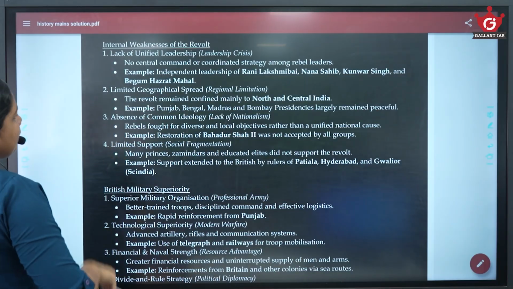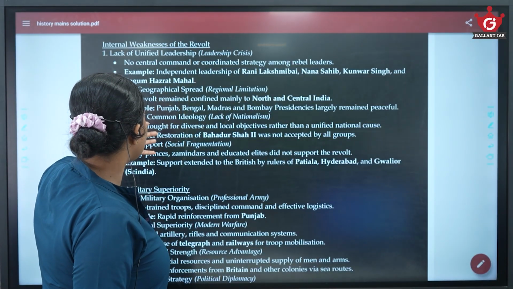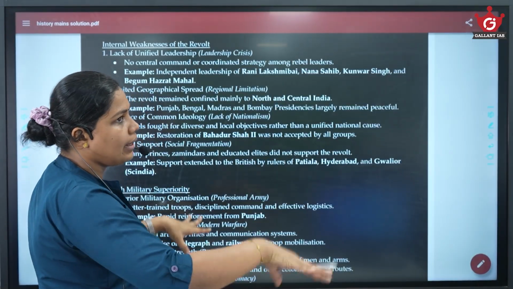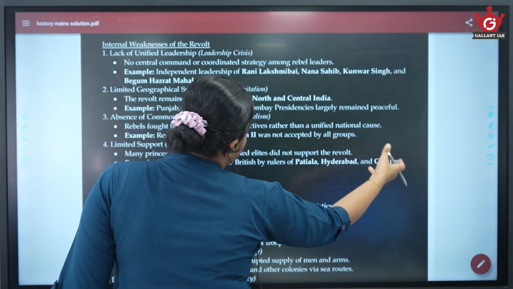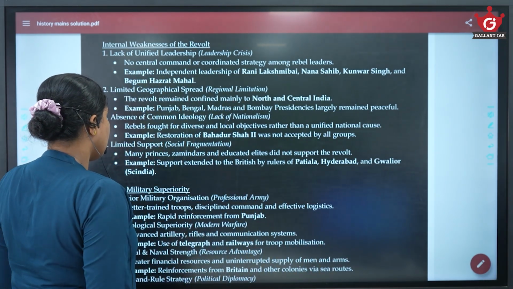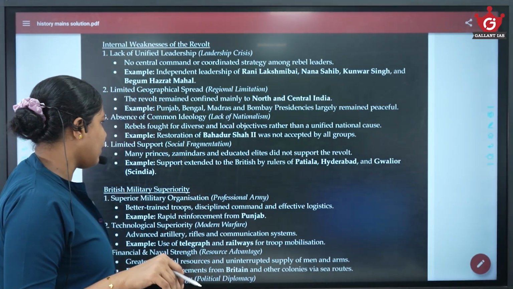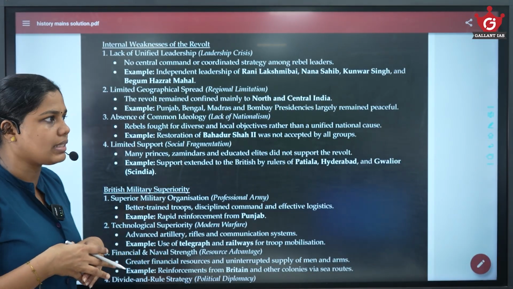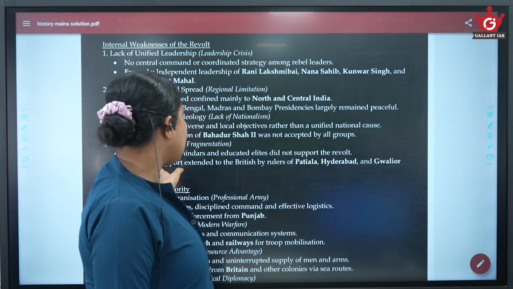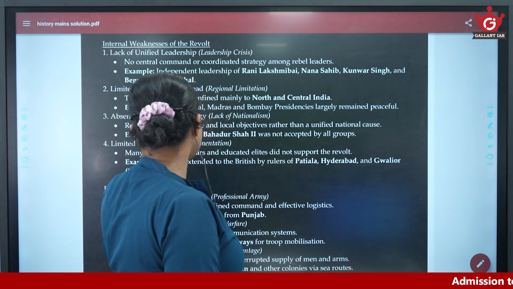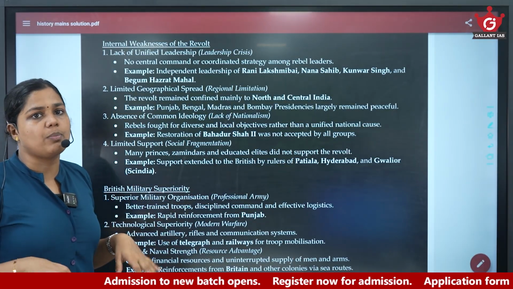Next is the absence of a common ideology, that is, nationalism. There was a lack of nationalism. Rebels fought for diverse and local objectives rather than a unified national cause. For example, the restoration of Bahadur Shah was not accepted by all groups. Next is limited support, that is, social fragmentation. Many princes, zamindars and educated elites didn't support this revolt. Support even extended to the British. Many Indians, like the rulers of Patiala, Hyderabad and Gwalior, extended their support to the British. So the movement had limited support.